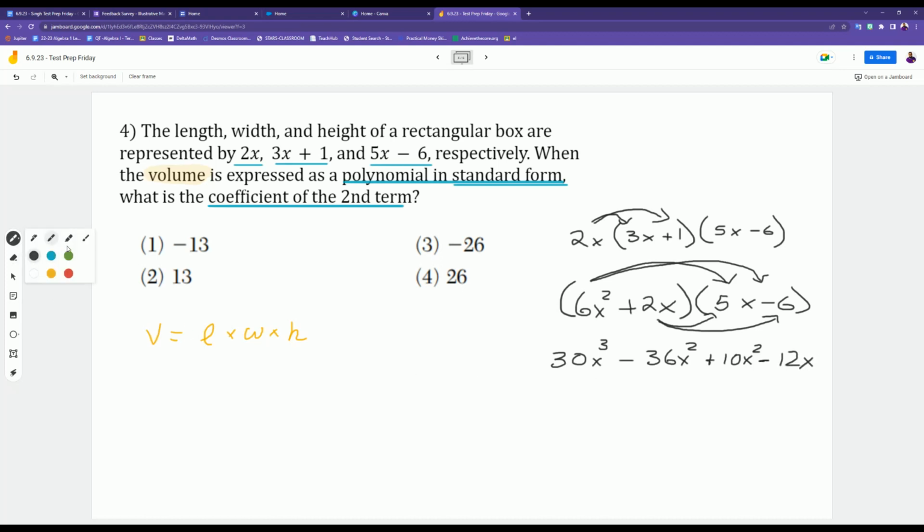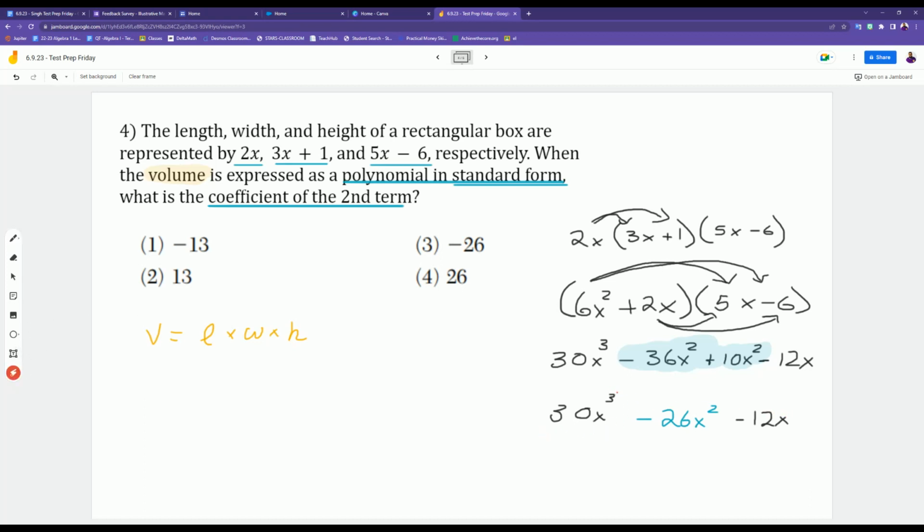Now, right before we're in standard form, we have to simplify by combining like terms. I notice that we have negative 36x squared and 10x squared are both like terms. So when we combine them, we will have 30x to the third power minus 26x squared minus 12x. Now remember, it's in standard form if all the degrees are going from highest to lowest.